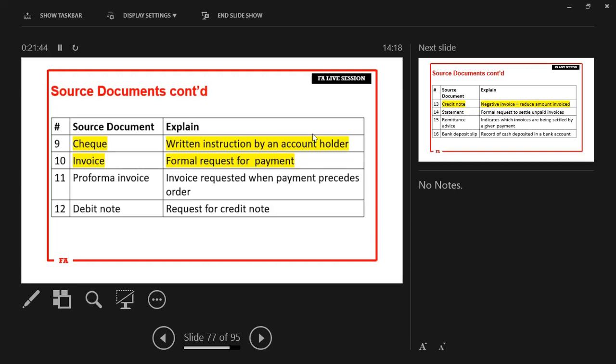Okay, let us progress to the next part, which is the pro forma invoice. In some cases, you may pay for the goods upfront, before delivery, but you may want a document that you'd use for accounting purposes, posting transactions in your system. You may ask for a pro forma invoice. This is an invoice requested when payment precedes order. When you just want to receive a document out of formality, it is important because then you could complete your posting in the books of accounts.